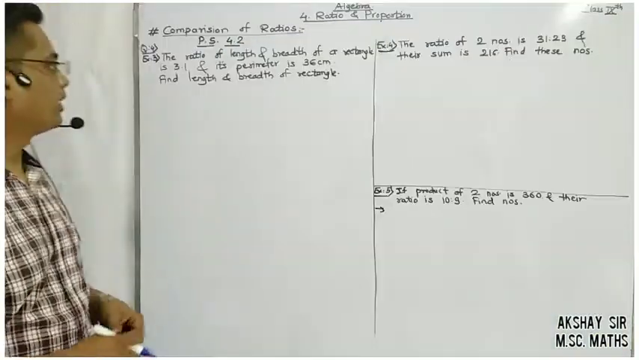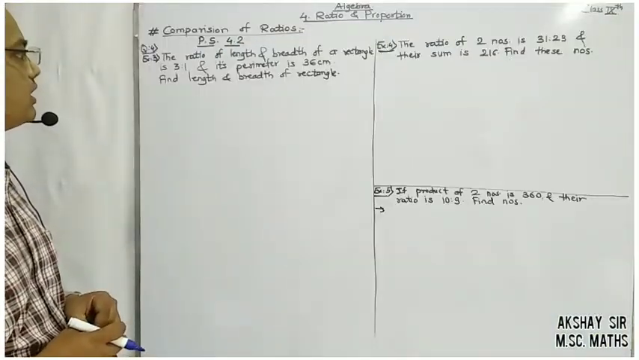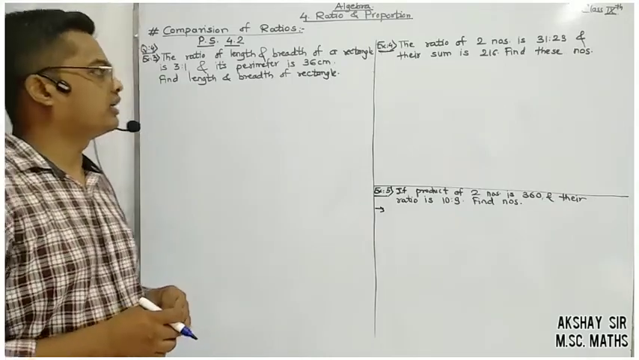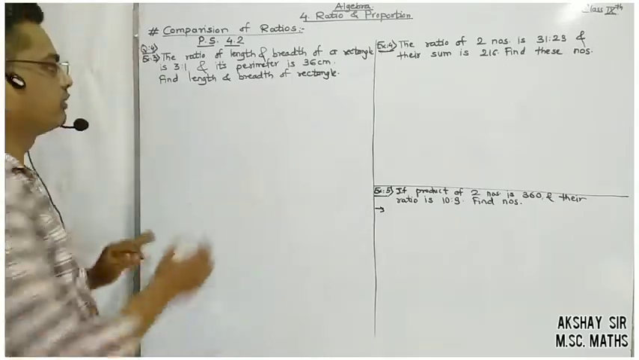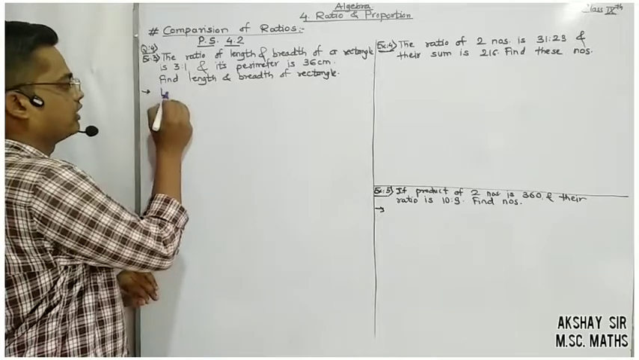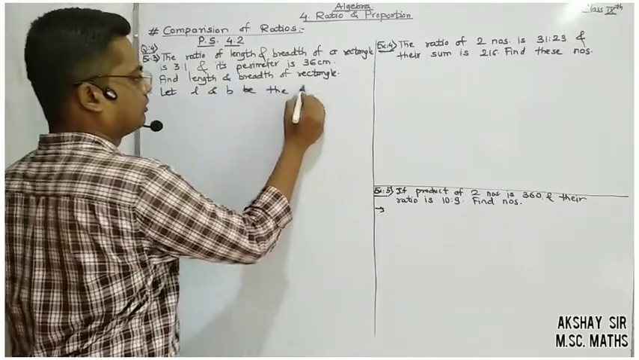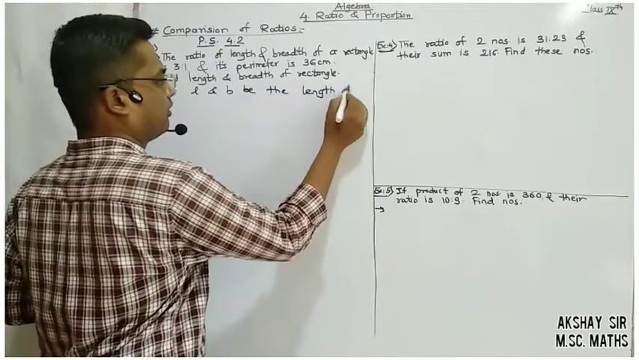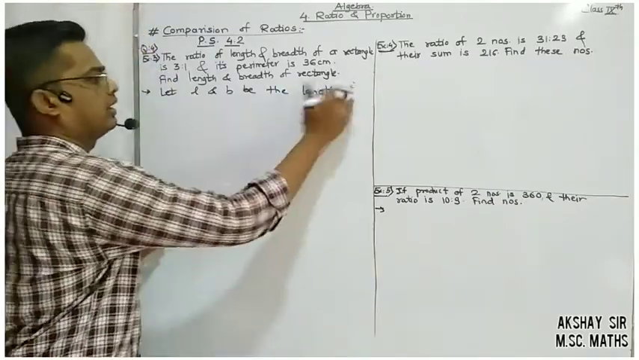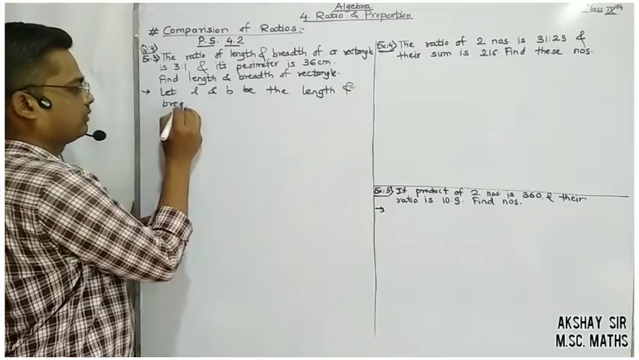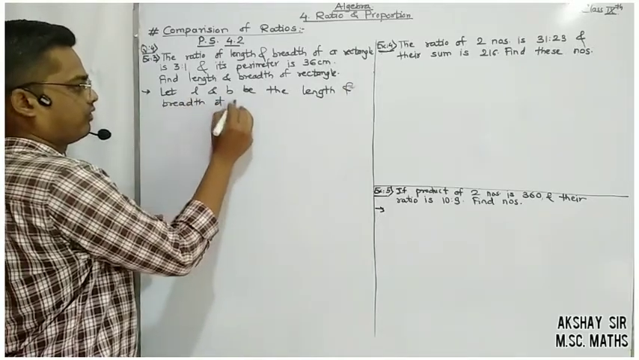Let us get the third problem. The ratio of length and breadth of the rectangle is 3:1 and its perimeter is 36 centimeter. Find the length and breadth of the rectangle. So first of all, we will consider let L and B be the length and the breadth of the rectangle.